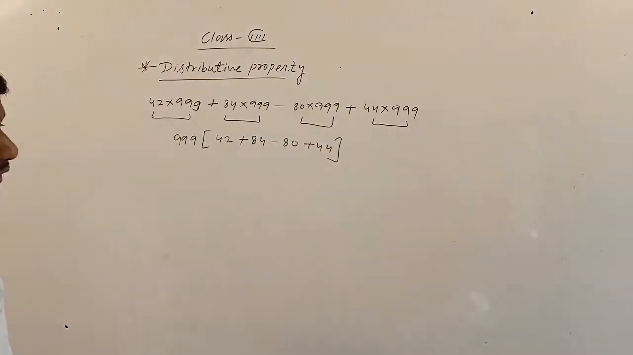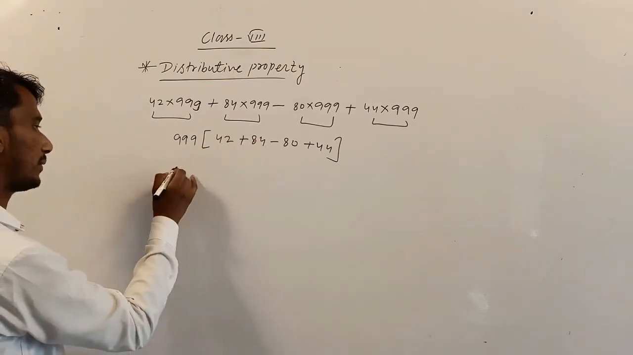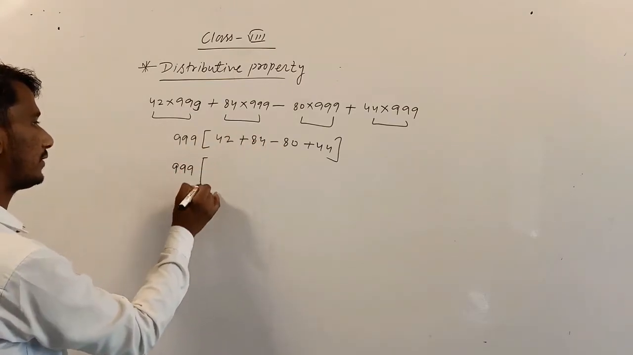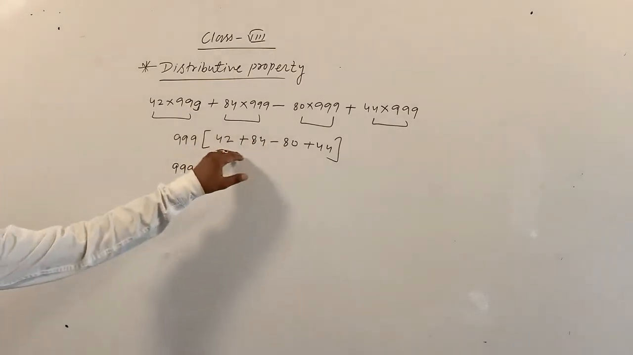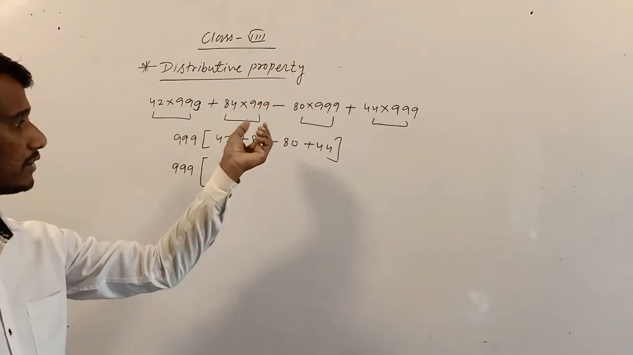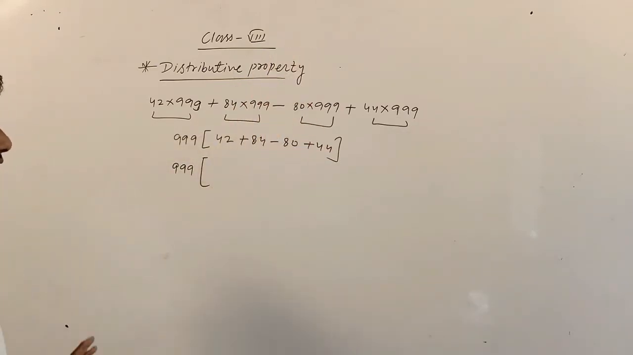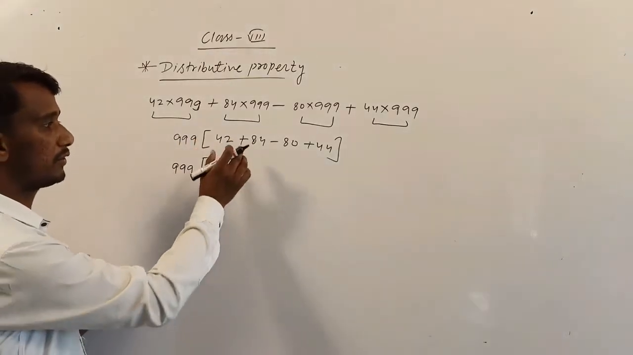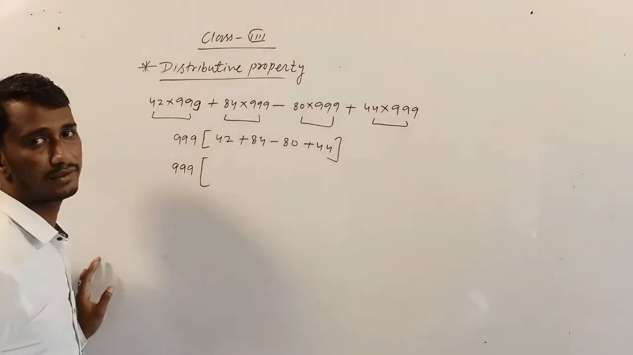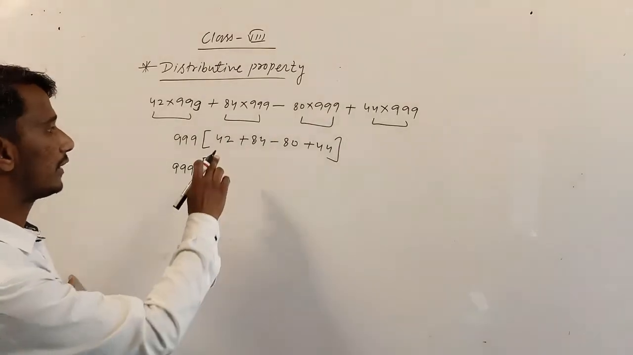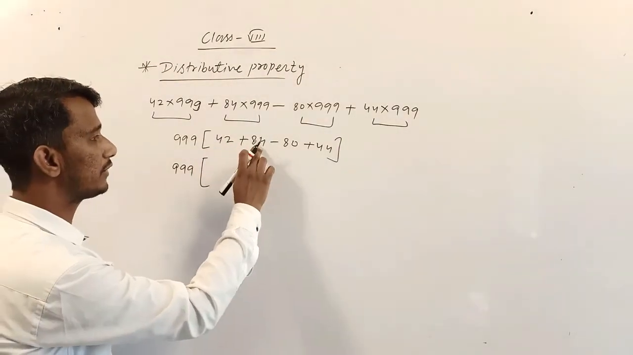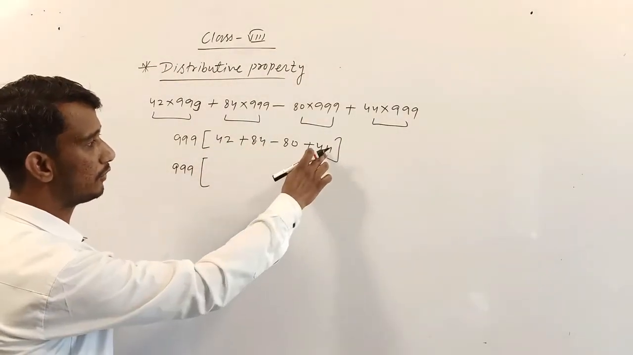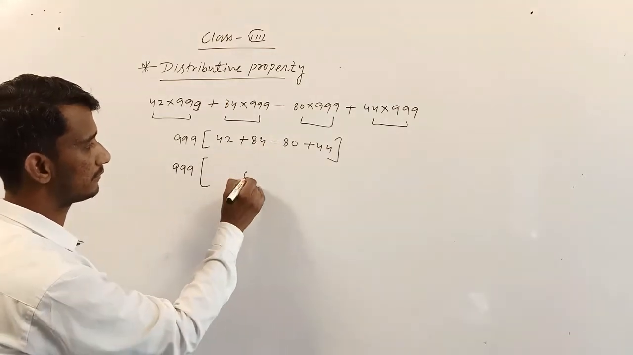Now first solve the bracket in an easy way. First add the numbers, otherwise you can subtract directly, no problem. You can easily add first or subtract first. First you add 42, 84 and 44. So what do we get? 4 plus 4 is 8 and 2, 10.